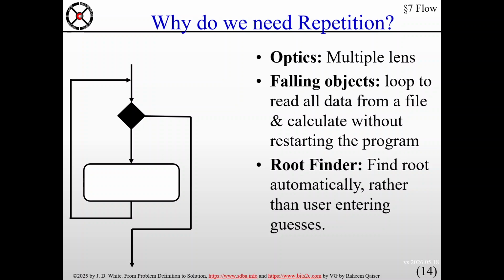Why do we need repetition? Well, for the optics, nobody uses a single lens system. You need to do multiple lenses. For following objects, we'd like a loop to read all the data from a file and calculate without restarting the program. For the root finder, we have to keep narrowing in on the root automatically, not the user having to keep guessing and slowly entering values himself. This also needs repetition.